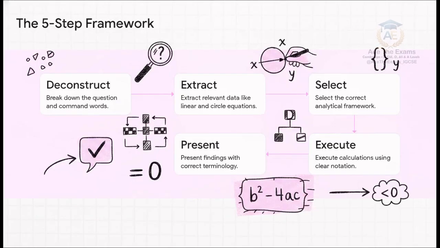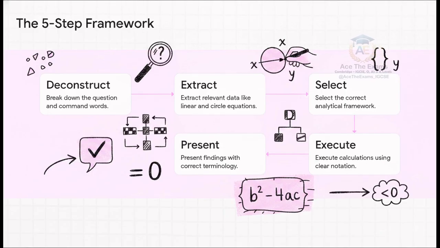So, how do we do it every single time? Here are the 5 critical phases required to completely dominate these intersection questions and secure every single method mark available. Phase 1, deconstruct the question. What is the actual command word? Are you proving it's a tangent? Are you finding the exact coordinates of a chord? Or are you just showing there's no intersection at all?